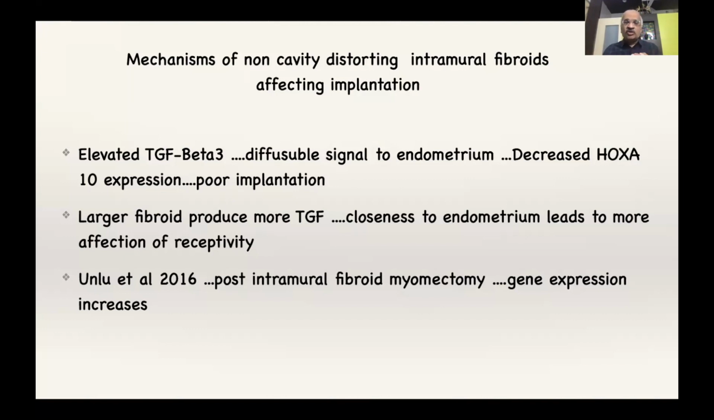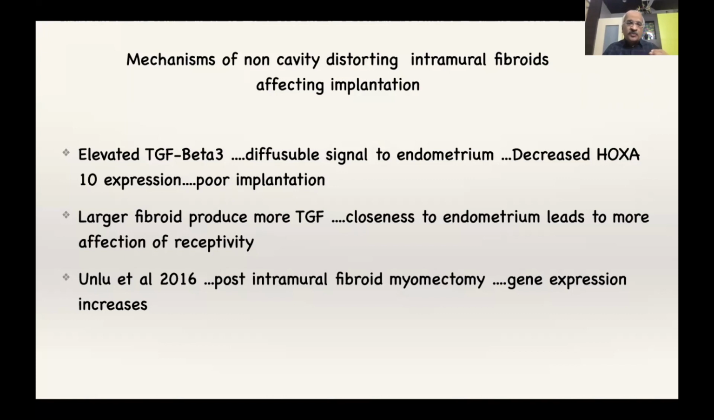And this homeobox gene, if you know correctly, is also associated with endometriosis and adenomyosis, decreasing the implantation potential of the endometrium. So a larger fibroid will produce more TGF, and the closeness of the fibroid to the endometrial cavity will have more effect on the implantation potential.